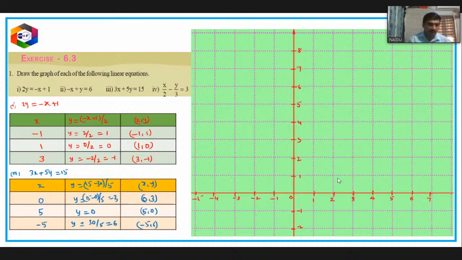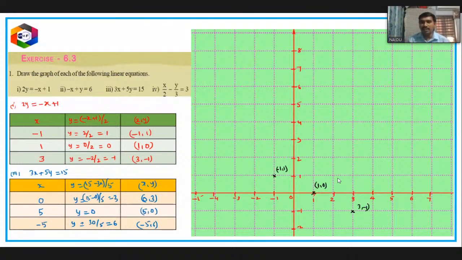Observe children. Now I am going to plot with the black one. Let us observe here. This is minus 1 comma 1. X value is minus 1, y value is 1. So this is the point. And next 1 comma 0. X value is 1, y value is 0. This is the point. And x value is 3 and y value is minus 1. X is 3 in positive direction. Y value is minus 1. So these are the 3 points. This is minus 1 comma 1, and this is 1 comma 0, and this point is 3 comma minus 1. I think these 3 points are clear for you children.